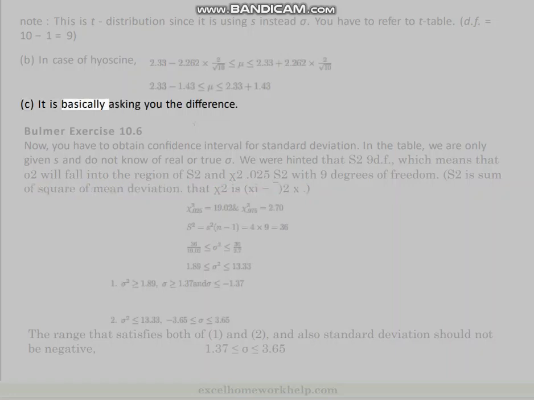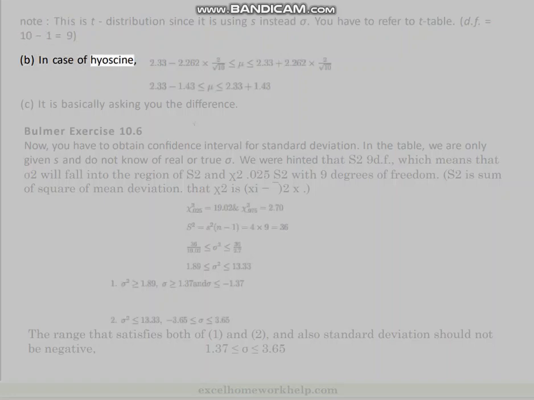C, it is basically asking you the difference. Note, this is a T distribution since it is using S instead of sigma. You have to refer to the T table. DF equals 10 minus 1, which is equal to 9.